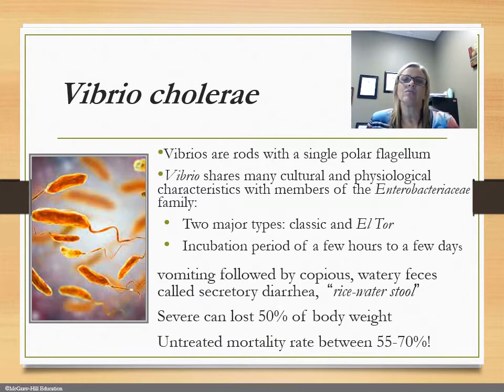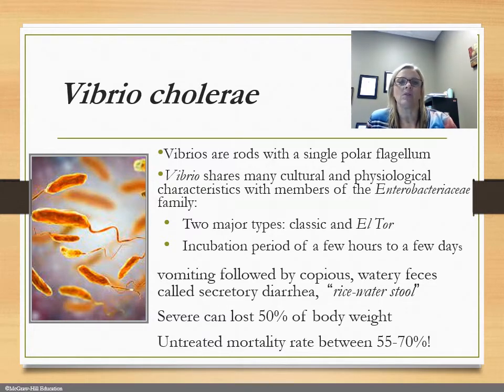And so they have many characteristics that are shared with other enterobacteria. These are fermentative. They can grow on ordinary or selective media. These have very unique O and H antigens and membrane receptor antigens. It has an incubation period from a few hours to even a few days, and you will have sudden symptoms of vomiting with a copious, which means a very large amount of watery feces. That's sometimes called secretory diarrhea, and it has kind of the color of water that you've boiled rice in, and so they call this a rice water stool.